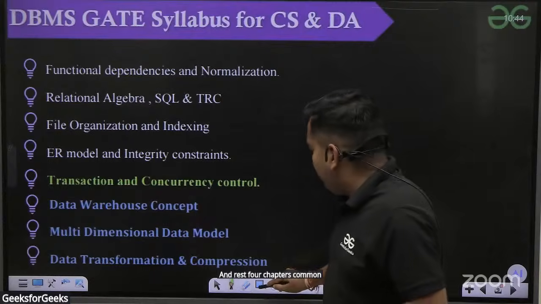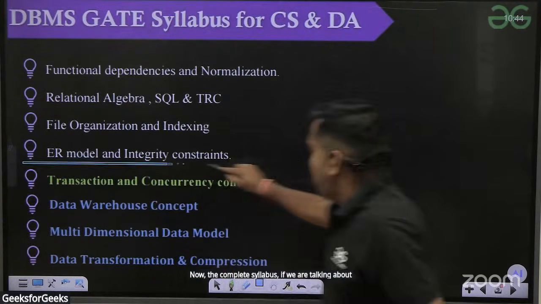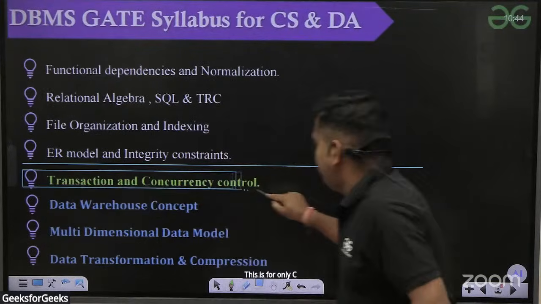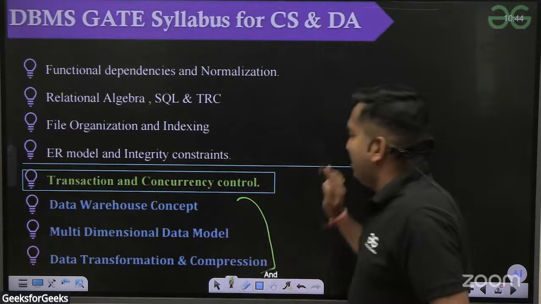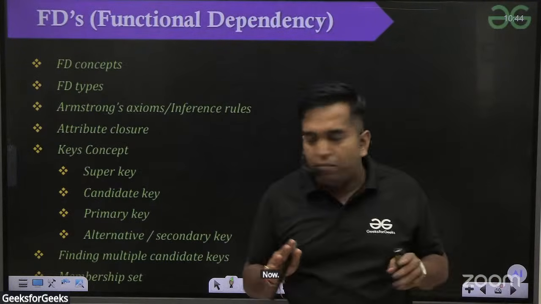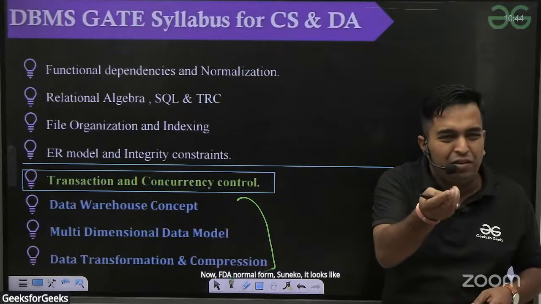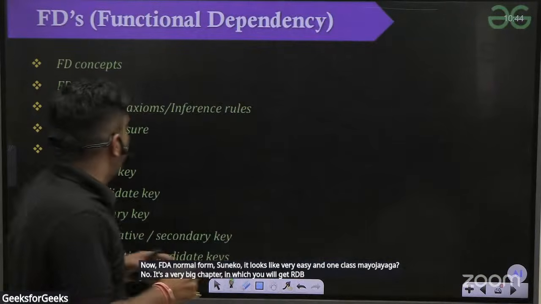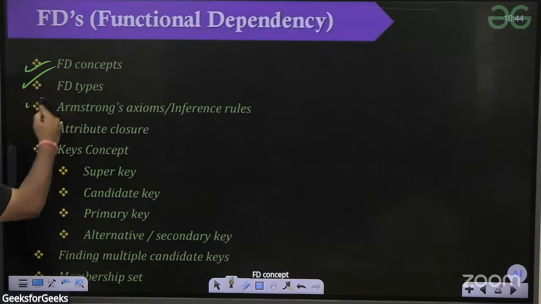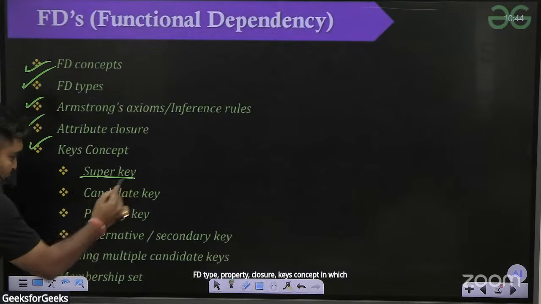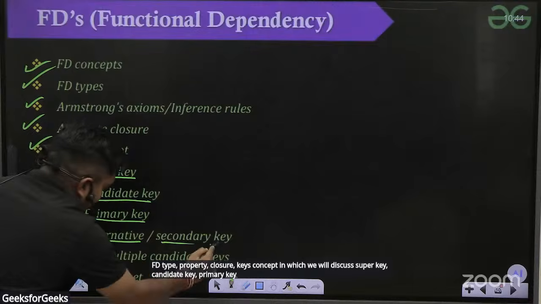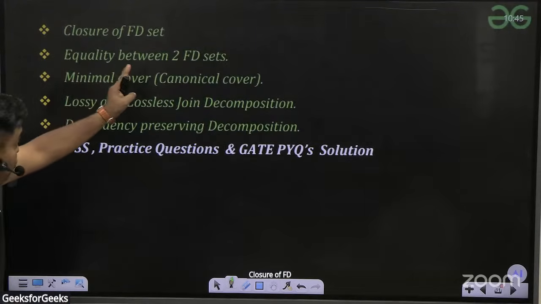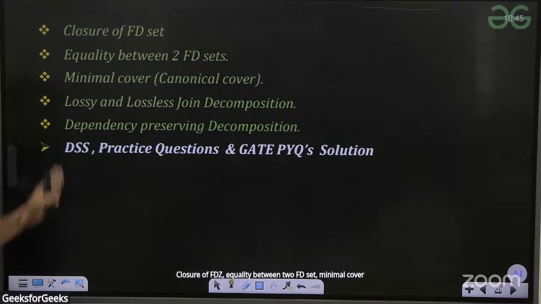Now the complete syllabus: these 4 chapters are common, this is only for CS and this is only for DA. Now FD and normal form, hearing it, it looks very easy and like it will be done in one class. No, it's a very big chapter in which you will get RDBMS concept, FD concept, FD type, property, closure, keys concept, in which we will discuss super key, candidate key, primary key, alternative key, secondary key, finding multiple candidate keys, membership, closure of FD set, equality between two FD sets, minimal cover, lossy, lossless, dependency preserving.